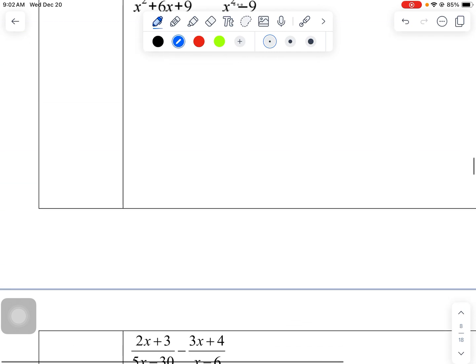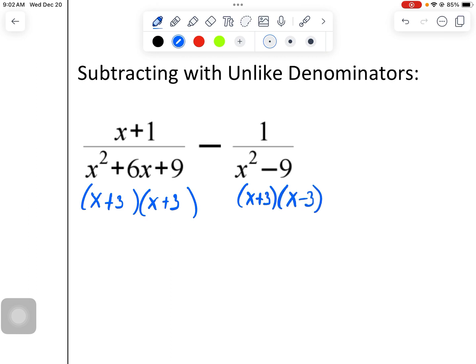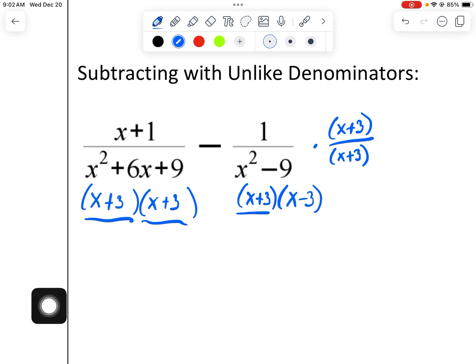Okay, just a couple examples left here. This one, factors of 9 that add to make 6 are 3 and 3. So it's going to be x plus 3, x plus 3, and then on this one, x squared minus 9 is a difference of squares, so it's x plus 3, x minus 3. Now notice, we do have an x plus 3 twice. We have one of them over here, but we still need an additional x plus 3 when we multiply. So we're going to get a really big denominator. And then on the left side, we're missing this x minus 3, so that's what I have to multiply by over here.